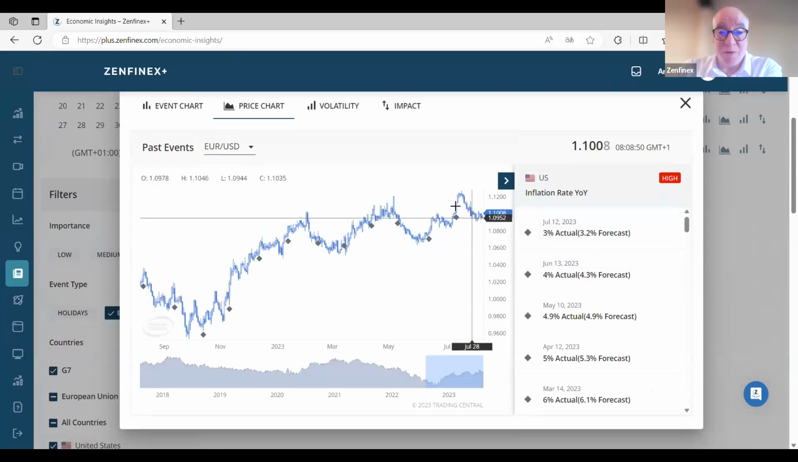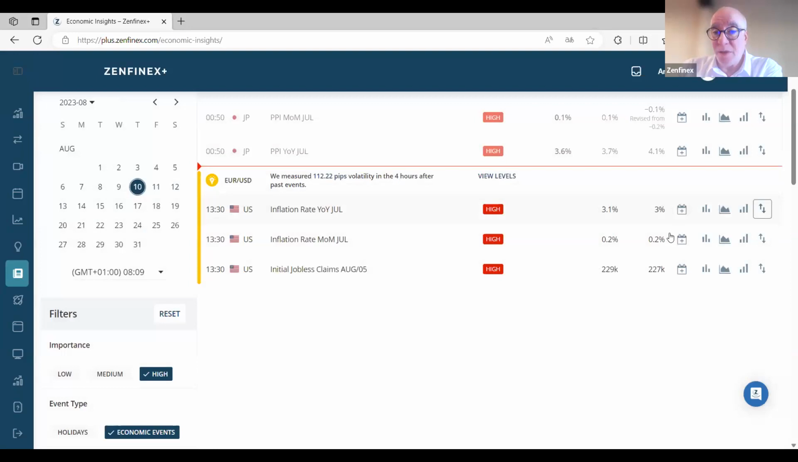And if we look at what happened, the euro dollar moved up. June, it was forecasted to be 4.3. It came in a bit less. And now, again, they're forecasting it to be a little bit higher at 3.1. So we'll be watching that at 1:30 to see what impact that had.